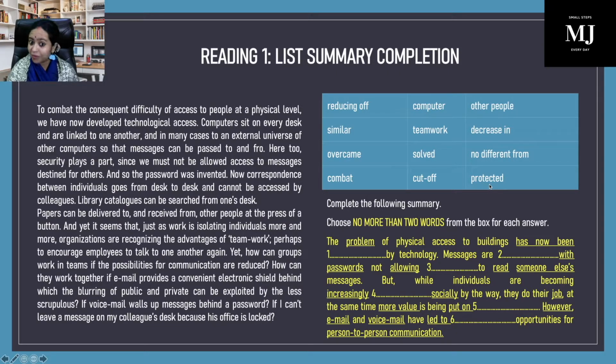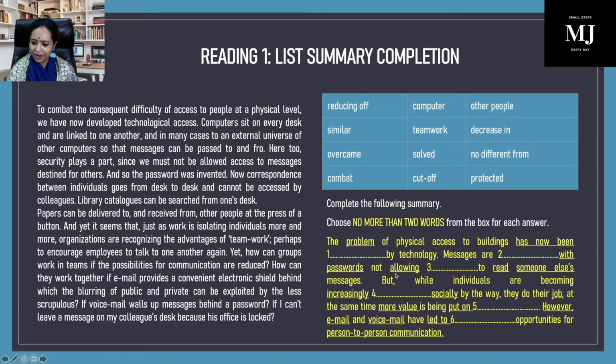But then let's check whether it is grammatically fitting into the statement or not. Messages are protected with passwords. It is. So yes, that is the answer. Moving ahead: not allowing dash to read someone else's messages.